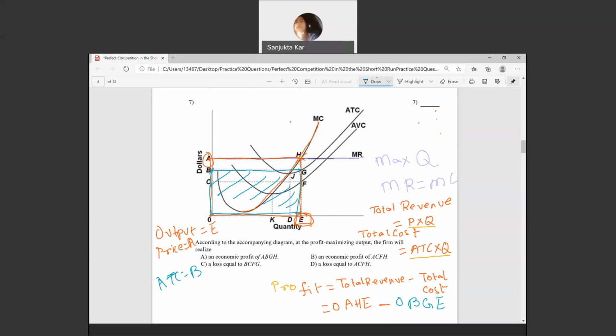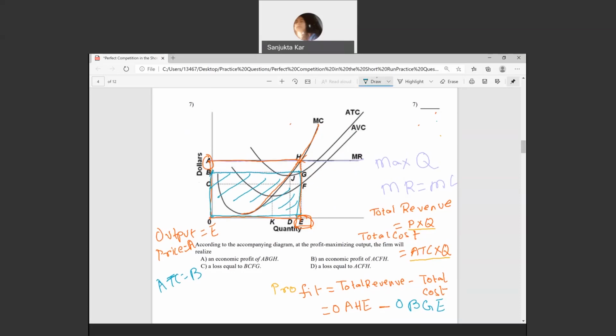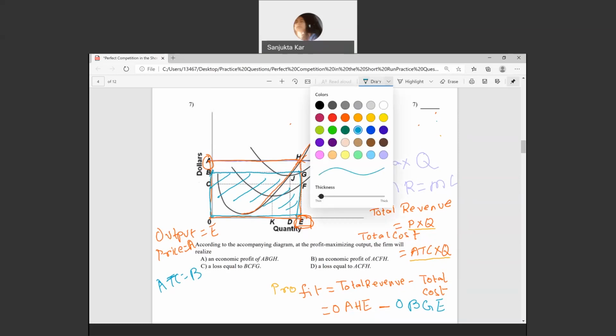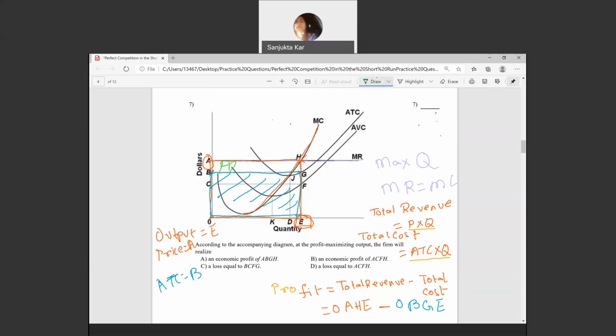If you subtract these two, this one is what we are left with. This one I'm going to highlight. So this is the profit here, which is ABGH. So the profit will be ABGH.